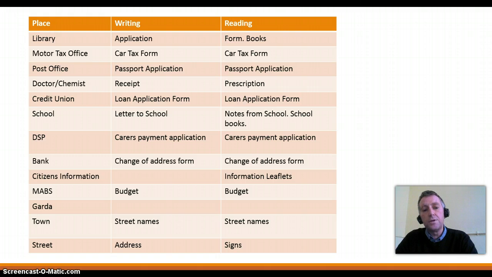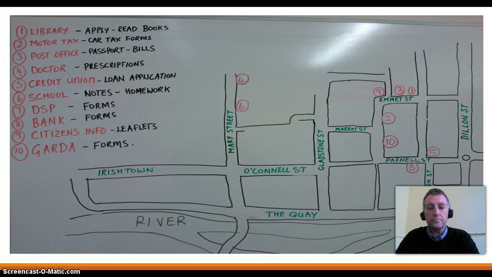Reading your street names in your town, giving directions, writing directions maybe, writing street addresses, and reading street signs and the various signs that you will see around any city or town or locality. So these are the things that we did during the coursework or the classwork phase of the activity.